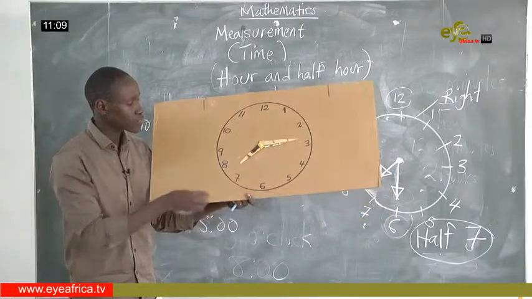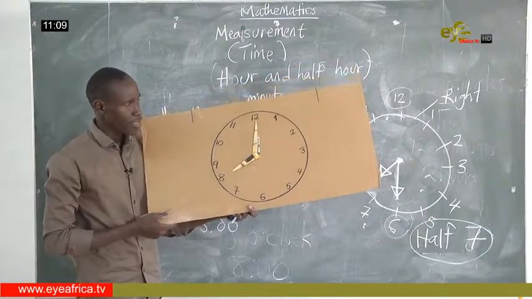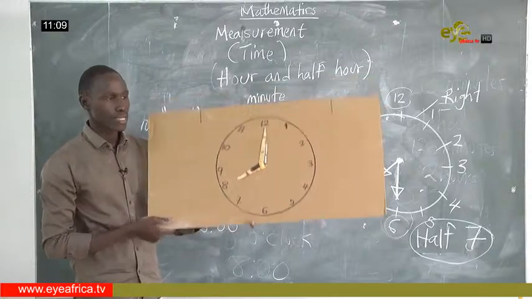So whenever you ask o'clock, this is how you will do it. Your minutes will be at 12 and your hour would be at the time that is going.